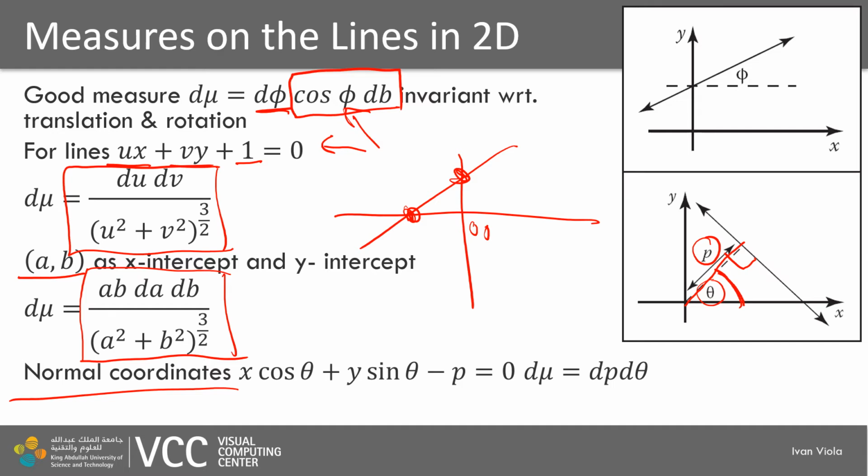So these normal coordinates define the line with this implicit formula, and for that the appropriate measure is dp d theta. So here we would not need any correction term to improve the measure so that it becomes fair.